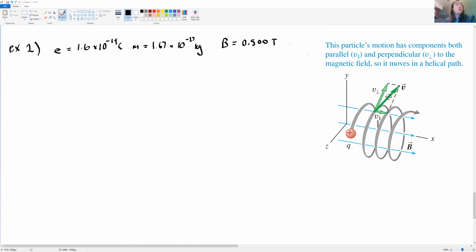But like I said before, Earth's magnetic field is much weaker than half a Tesla here, on the order of 10 to the negative 5 Tesla. So let me get the rest of the information here for this question.